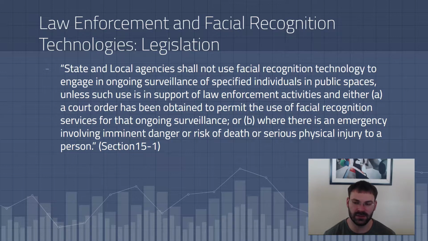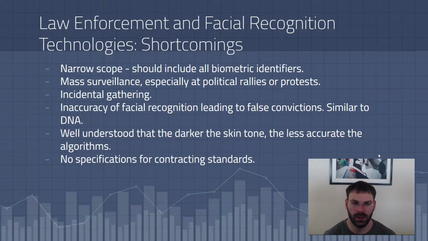And I think that these situations, emergencies, and when there's a specific court order that's in context of an already ongoing investigation, I actually think these standards are pretty good. However, I think that, again, there's a narrow scope here that we should be including all biometric identifiers, not just facial recognition technology, to future-proof the bill. And we need some specific regulation around mass surveillance, especially at political rallies or protests.